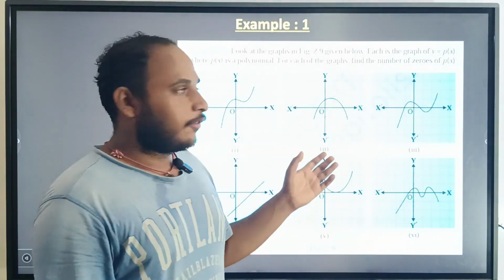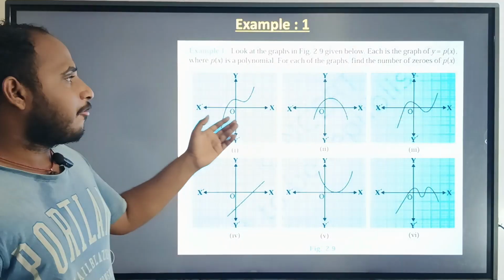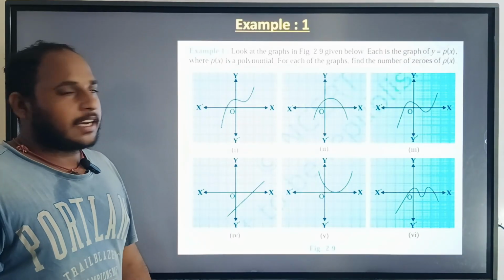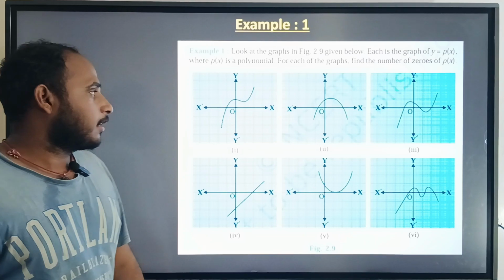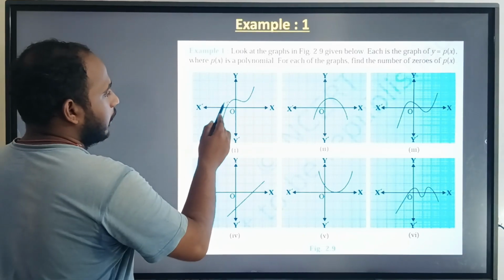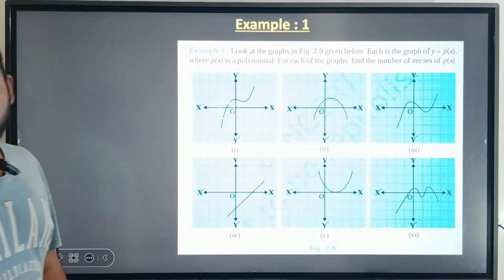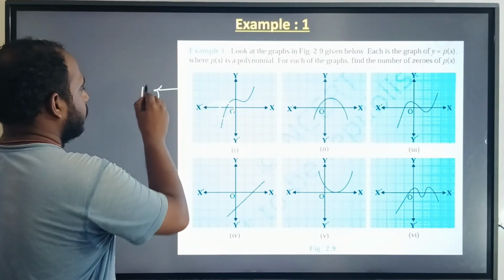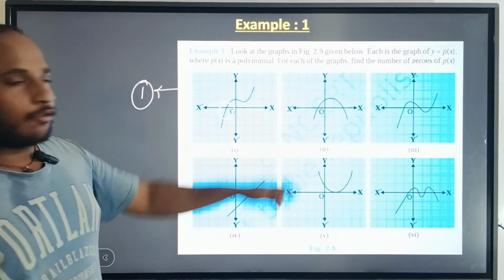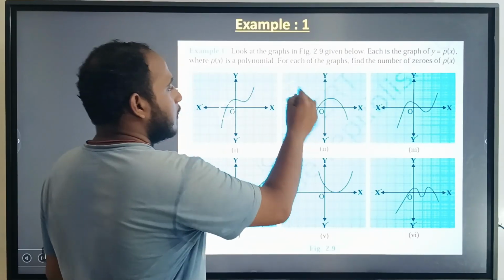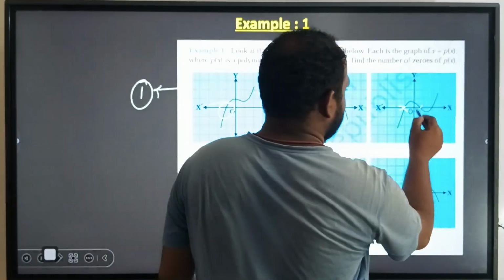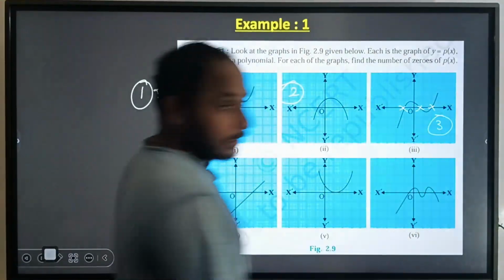Look at the graph given below. Each is the graph of p of x, where p of x is a polynomial. For each of the graphs, find the number of zeros of p of x. Here, the graph cuts the x-axis at only 1 point. Therefore, the number of zeros is 1. Here, the graph cuts at 2 points. Therefore, the number of zeros is 2. Here, the graph cuts the x-axis at 3 distinct points. Therefore, the number of zeros is 3.